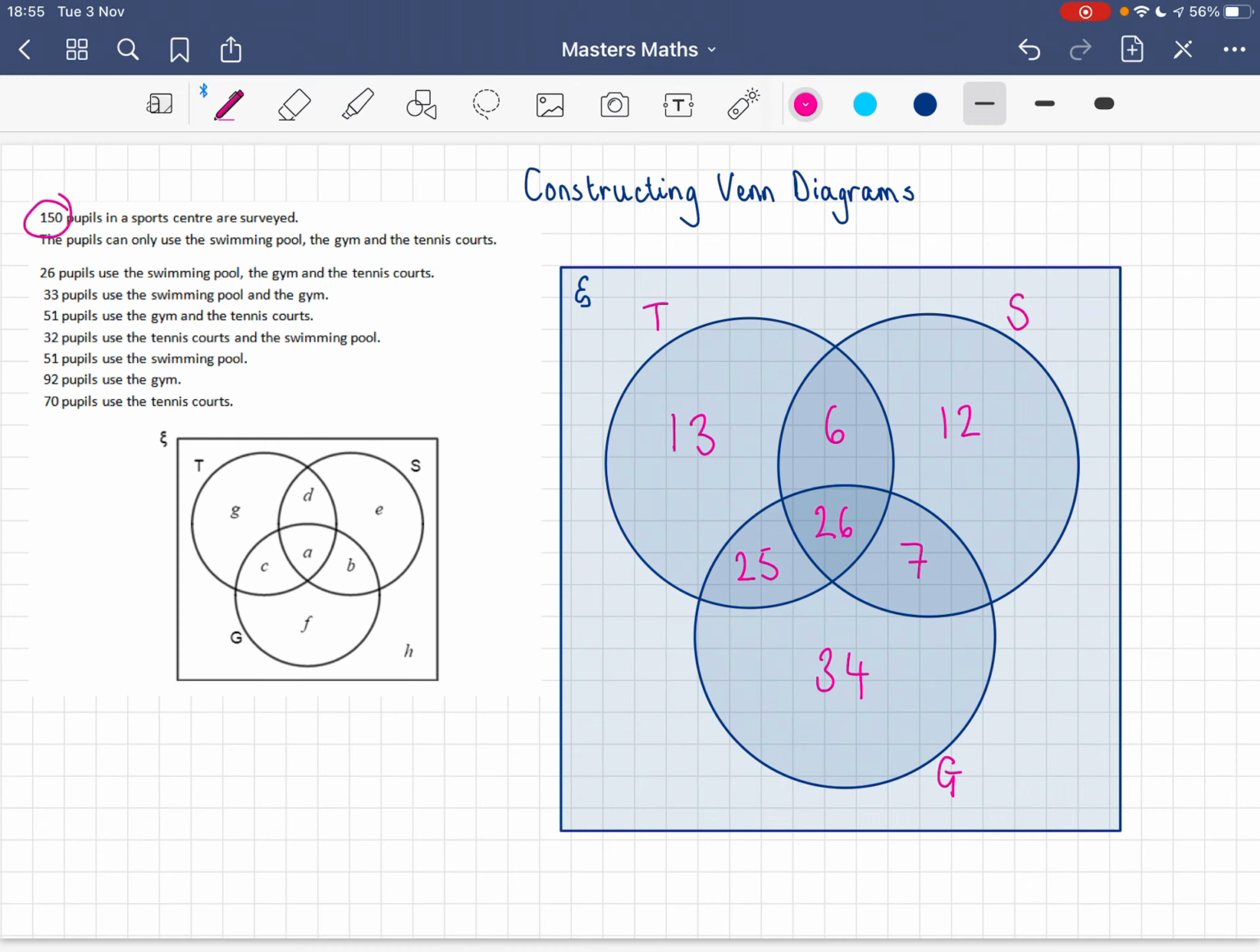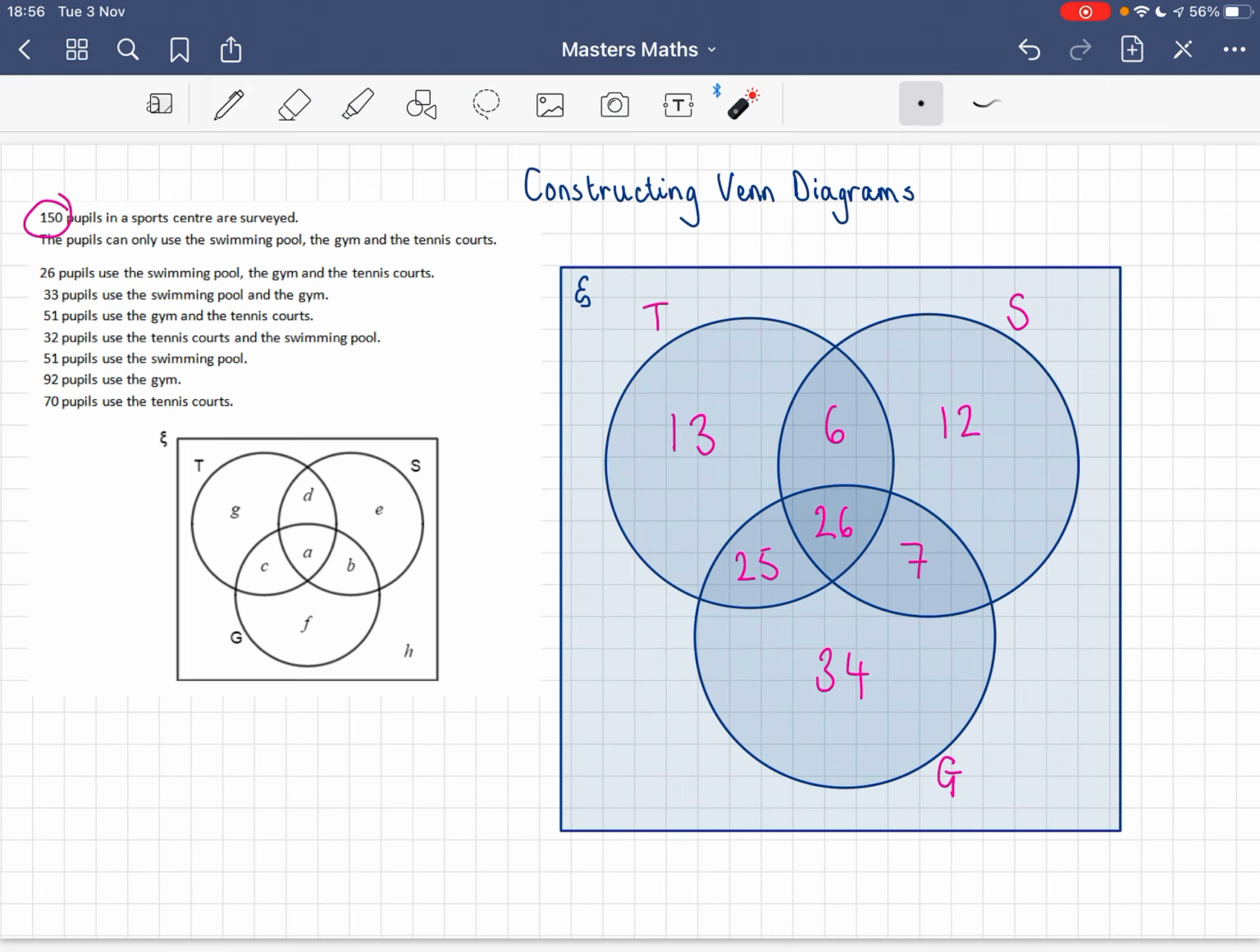We have 150 pupils. You could do it by adding every single one of these numbers up. You could add all of these together, and then take it away from 150. Or we know in this swimming pool circle, you have 51 altogether. No, I'm wrong. Add them all up. Ignore me. Add them all up.